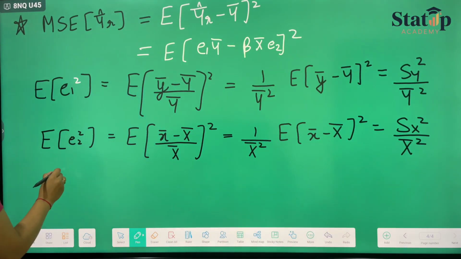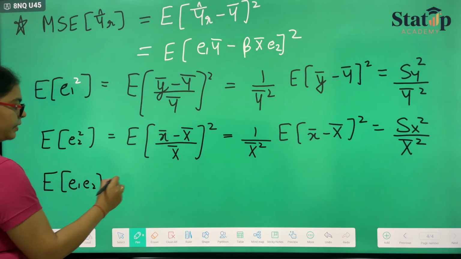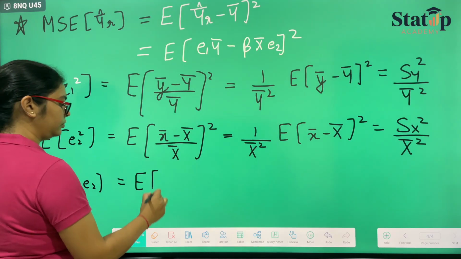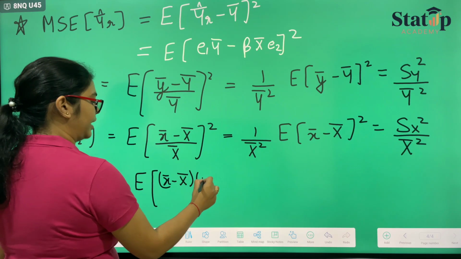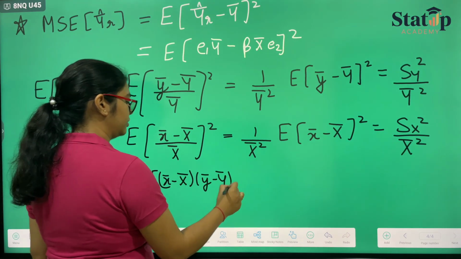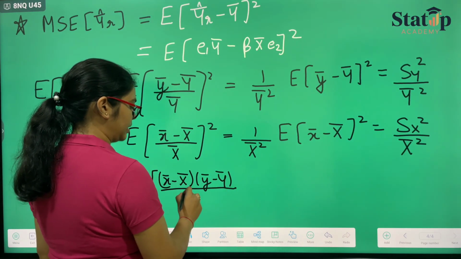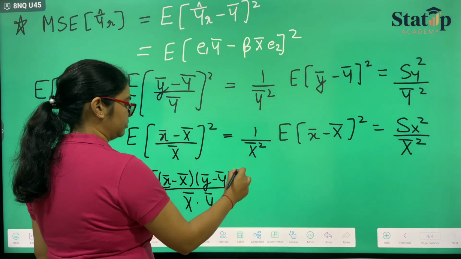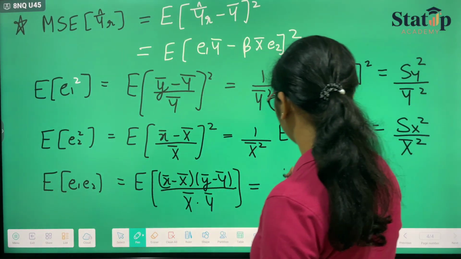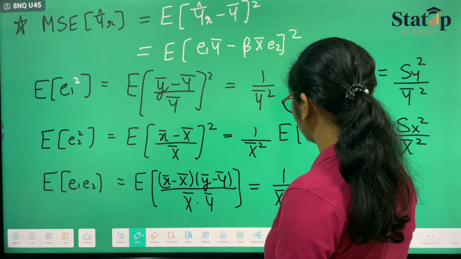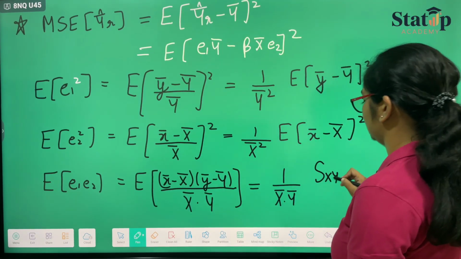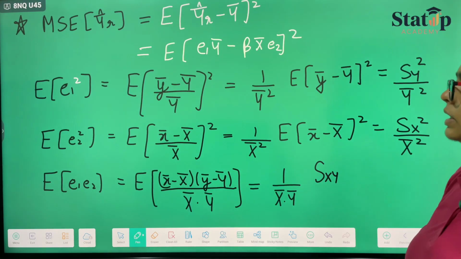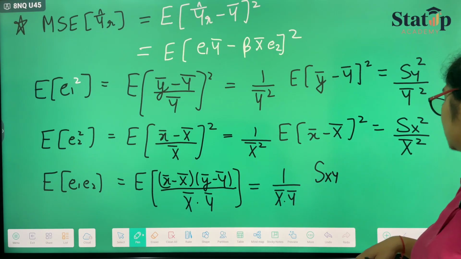And similarly, the expectation of E1 E2 would be the expectation of small x bar minus capital X bar into small y bar minus capital Y bar upon capital X bar into capital Y bar. This will be 1 upon capital X bar into capital Y bar, and I'm directly writing it as Sxy. So these are the three points that we'll be needing in this.